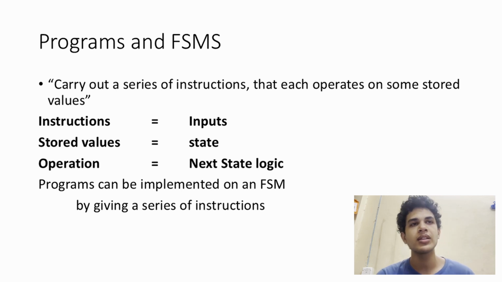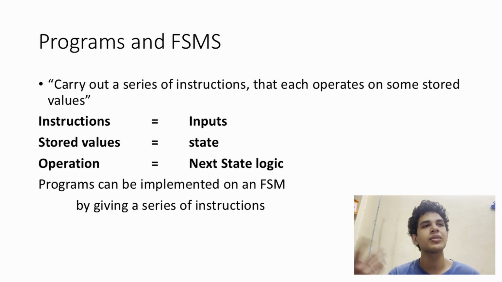For example, say it's add 2 to the value of this register, or add 2 to the value of this state. The stored value would be the current value. Say it was 5, the operation would be: we want to add 2 to it, so our next state has to be whatever the current state is plus 2, and that would be 7. So our next state logic would output a 7, and the instruction writes the circuit in such a way that the next state is 7.